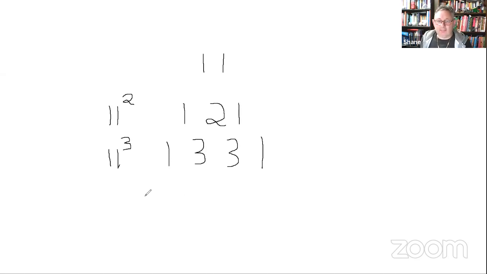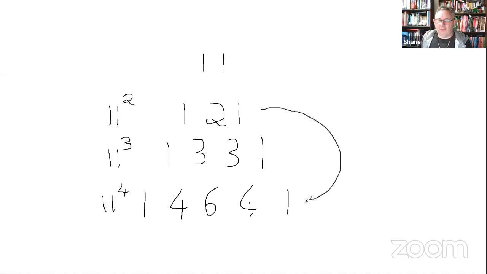Let's do the same. 1 goes at the end. 1 plus 3 is 4. 3 plus 3 is 6. 3 plus 1 is 4. And then my 1's at the end. So this becomes 11 to the power of 4. Which is exactly the same as 121 squared.